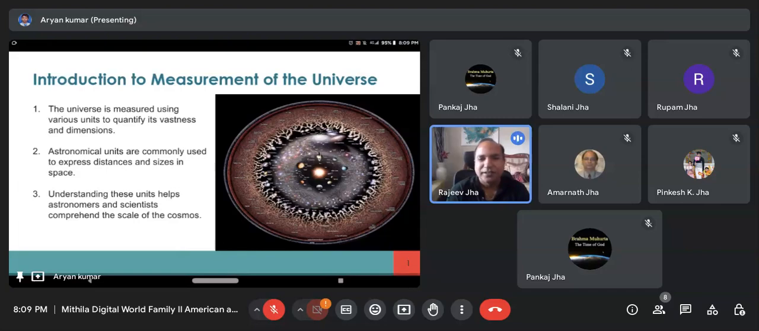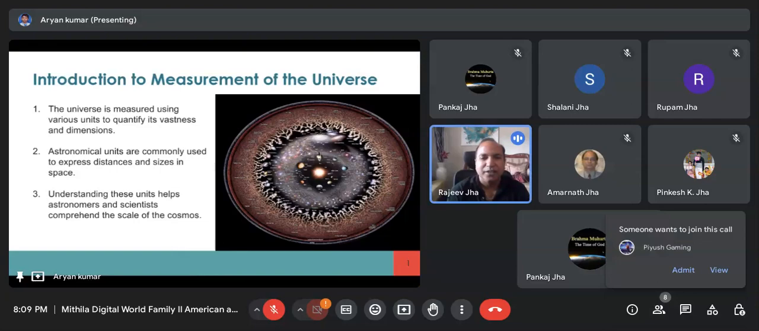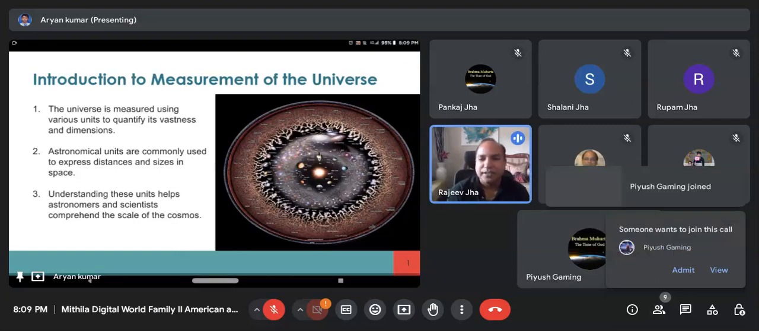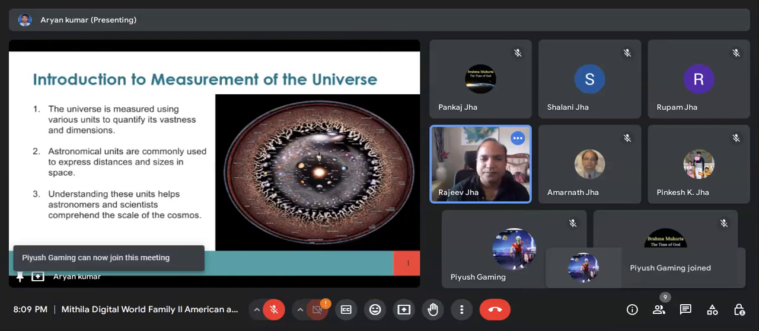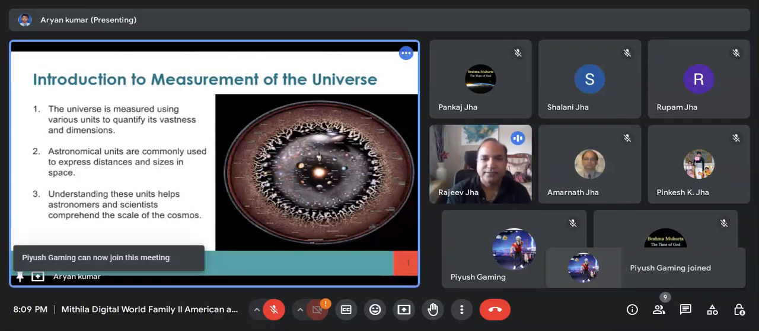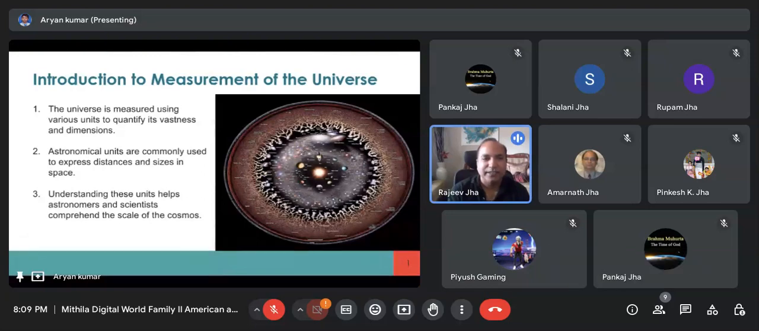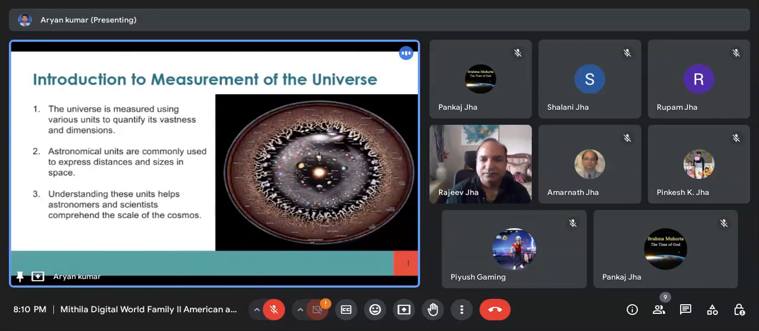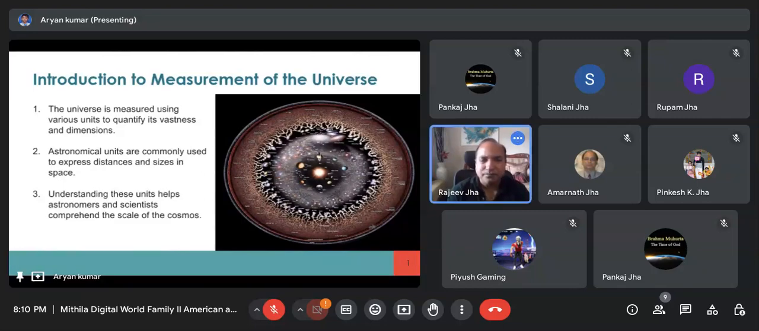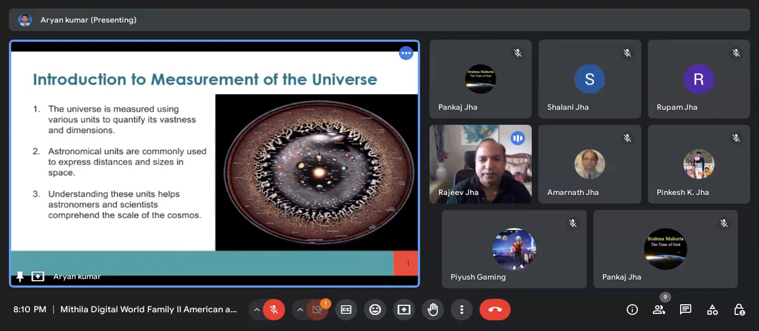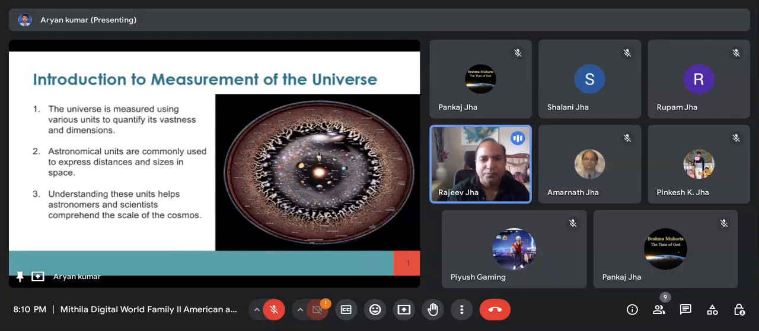Do you know the importance of measurement? Shalini, can you explain why we need units of measurement? It's a very important aspect. Or any other kids, do you understand what Aryan is presenting? Like what he is talking about, the universe and measurement, and why measuring anything is very important, and how it is helping in measuring the universe.